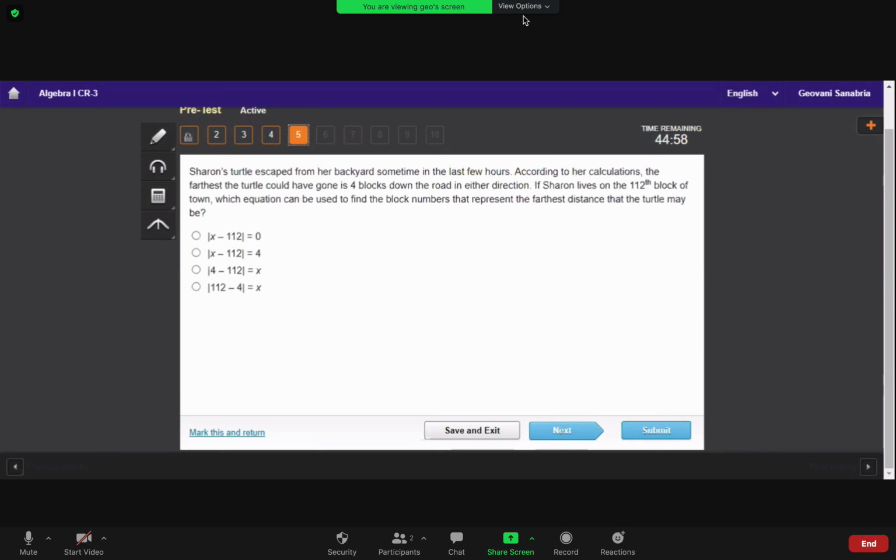Okay. Because the farthest in either direction is 4, so the absolute value of the distance between 1/12 and whatever the turtle traveled would be 4. Yeah. That's so weird.